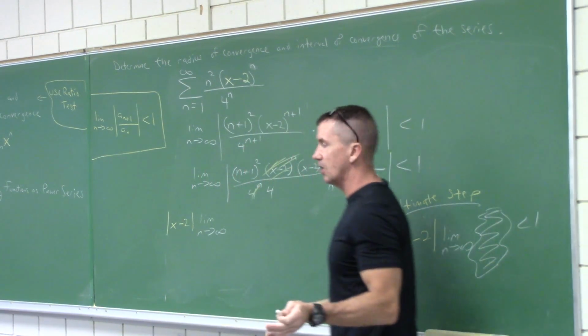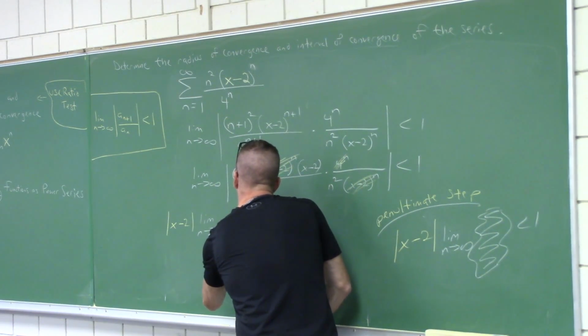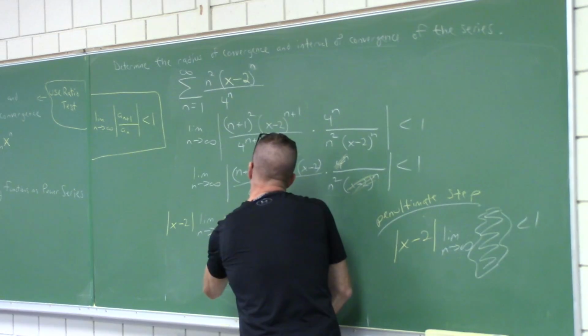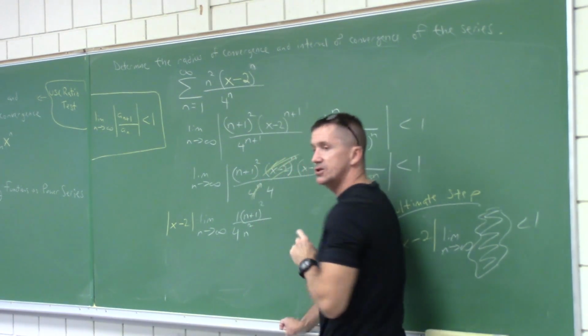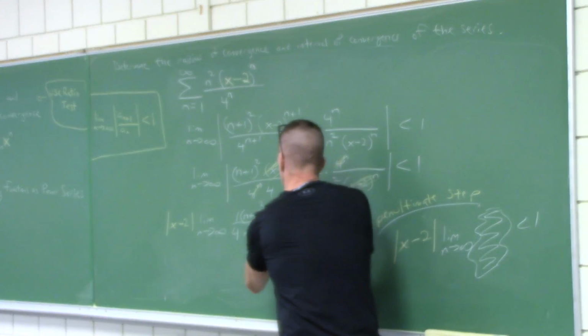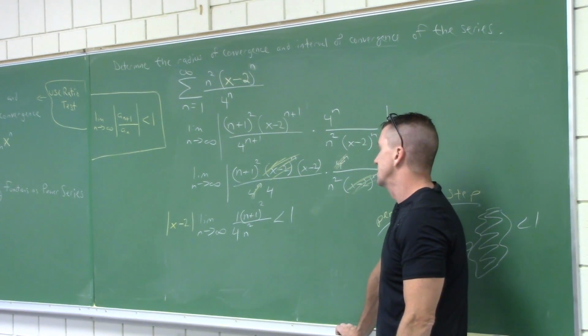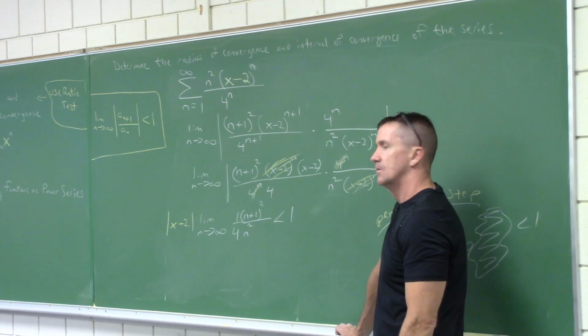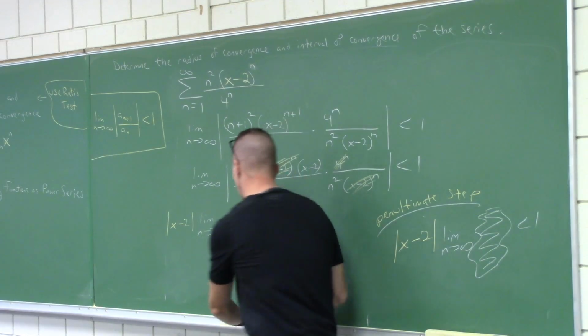I can take off the bars. Everything's positive. What do you have? 1/4 of n plus 1 squared over n squared. No need to expand that. You could do L'Hopital's rule or think of the horizontal asymptote, because that's a rational expression. What's that limit? 1/4. That limit's 1/4 then.